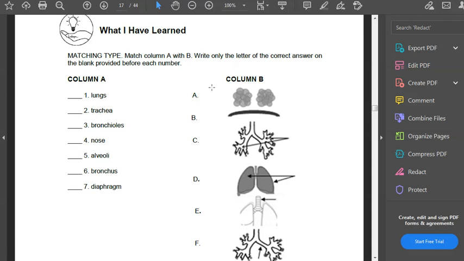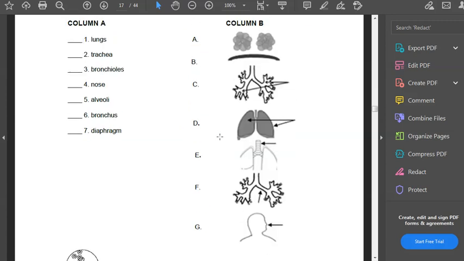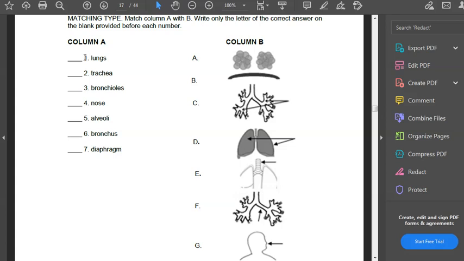Okay? Ayaw na ni siya kopyaha. Wala na column B. So, tan-awon ninyo inyong module. Number 1, ang lungs. Asa kaha ang lungs? So, i-write lang dayon ang letter. Okay?